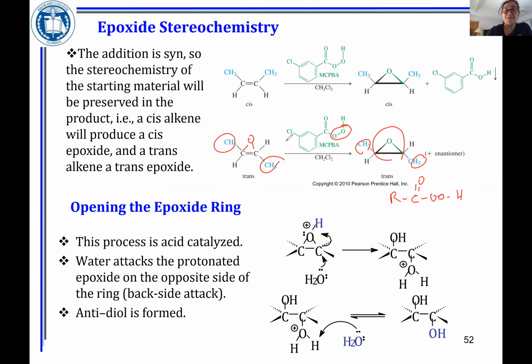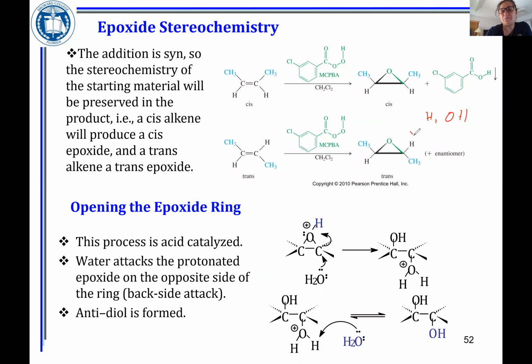Now, the epoxide can further be opened because these are not very stable. You can add water to it. You can add alcohol to it. You can open the ring. The ring opening of the epoxide can take place in acidic solution. It can take place in basic solution. So if you add water, the net result of adding water in this case is going to be adding H and OH. So let's say you want to add water to this. You would add H and you would add OH.